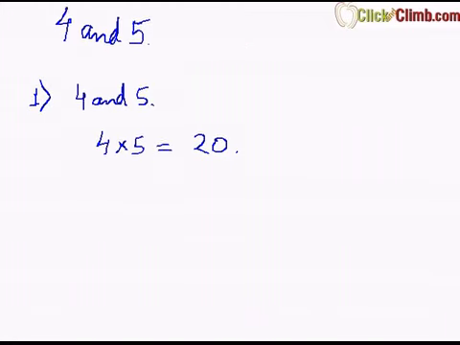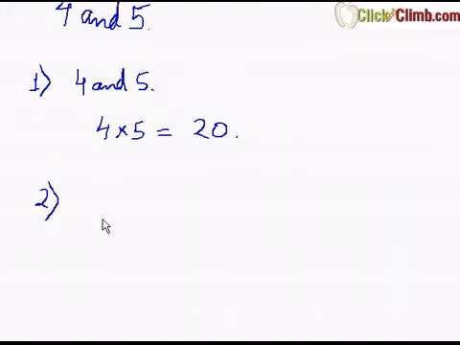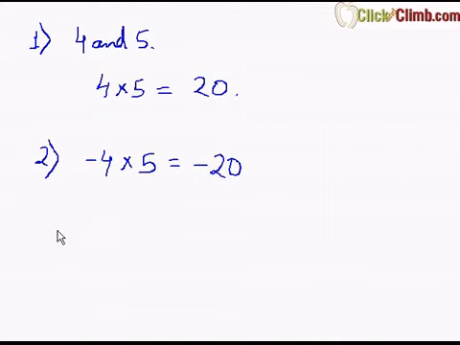Let us take another example where we have the 4 as negative. So I now have negative 4 to be multiplied with the 5. Now 4 times 5 is 20, we know this. The other thing we should know is that although there is no sign with the number 5, we assume that this 5 is positive. So when I multiply a negative with a positive, I always get a negative answer. So negative 4 times 5 is negative 20.